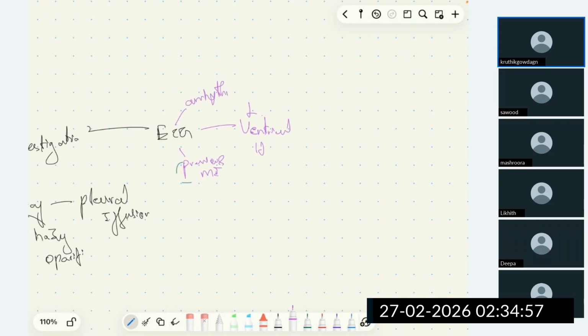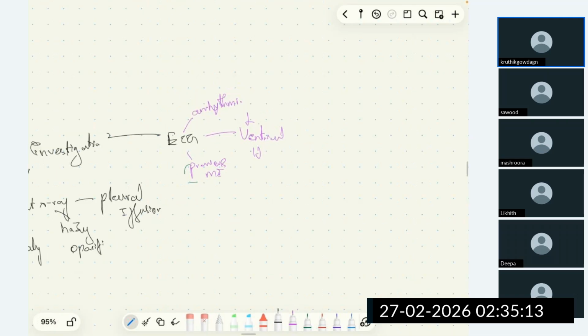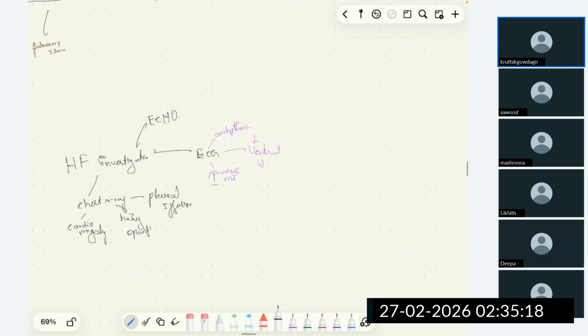In heart failure, we can see arrhythmia, most commonly atrial fibrillation, and we can also see other types of arrhythmia, which can be picked up on ECG. On echo, we'll get to know the ejection fraction or any valvular diseases. And then we can also do stress echocardiography. Very, very important, stress echocardiography.